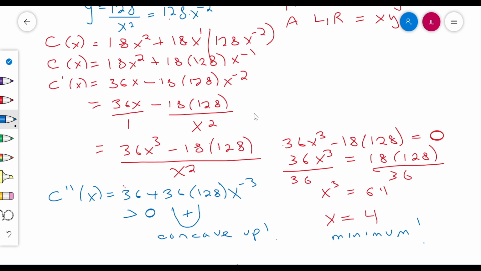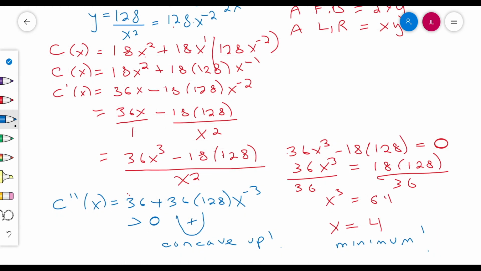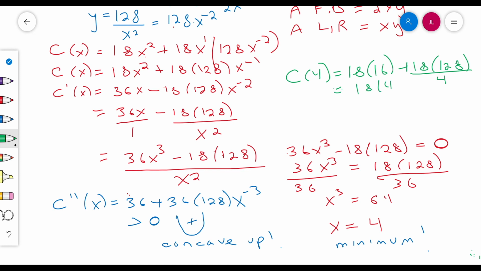And now we just have to figure out what that minimum cost is. And we can come right over here to this part of the cost function and just plug in x equals 4. The minimum cost, oops, always have to remember to create a color from my pen. The cost when x is 4 is 18 times 16, 4 squared, plus 18 times 128 divided by 4. And 128 divided by 4 is 32. So 18 times 16 plus 18 times 32 is 18 times 48, which is, and this is going to be in dollars, $864. And that is our minimum cost.